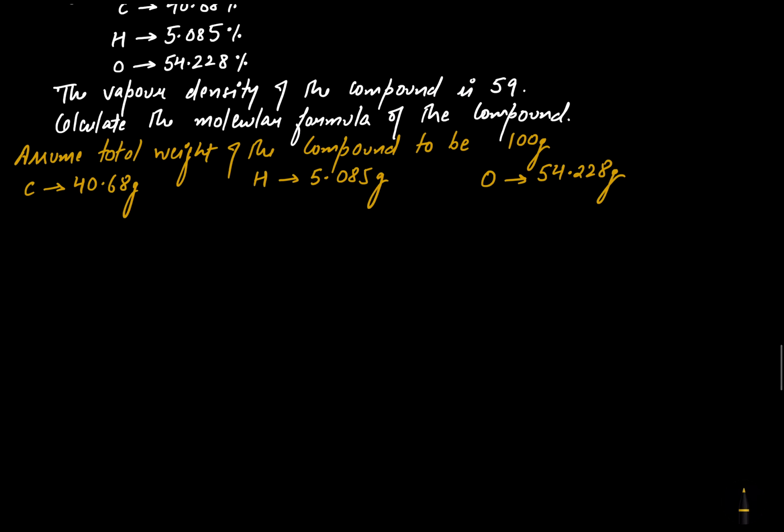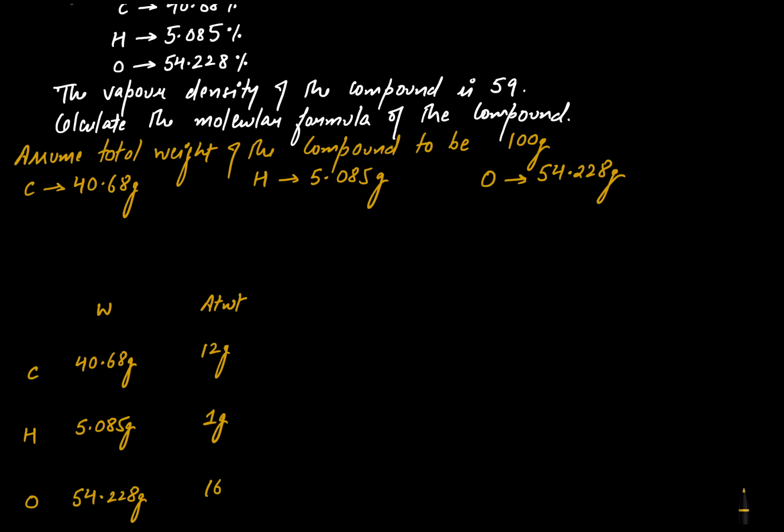So I am writing carbon, hydrogen, oxygen. Let's talk about their given weights. It's 40.68 grams, 5.085 grams, and 54.228 grams. What are their atomic weights? The carbon is 12 grams, the hydrogen is 1 gram, and oxygen is 16 grams.